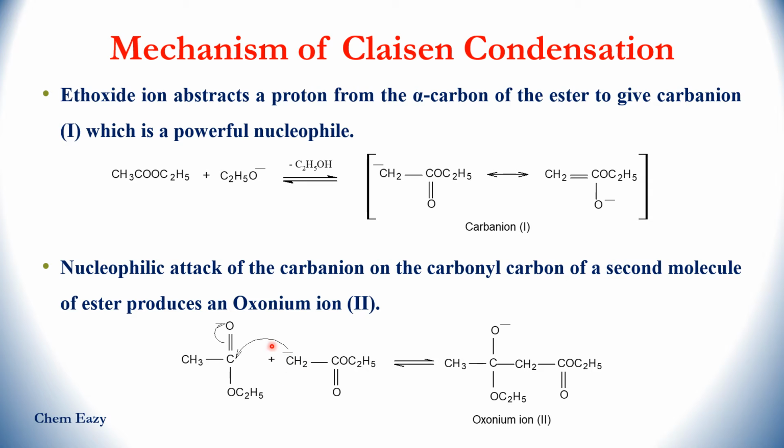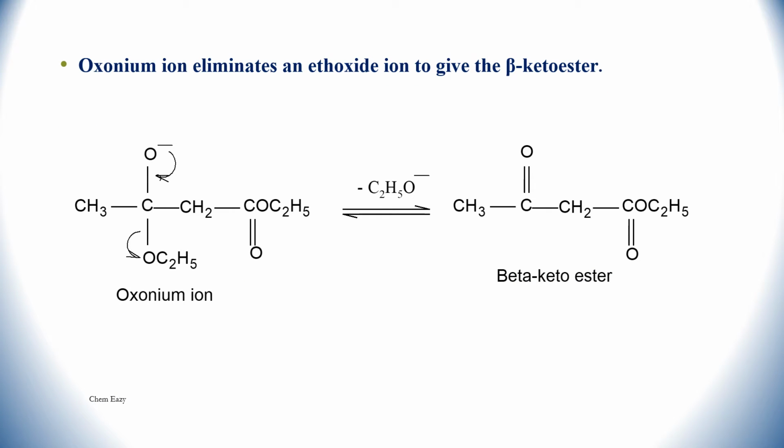By this attack, this carbanion is added to this carbon atom and produces oxonium ion, which consists of a negatively charged oxygen atom. In step 3, ethoxide ion is eliminated from the oxonium ion and produces beta keto ester. So this is the oxonium ion which is produced in step 2. From this, ethoxide ion is eliminated.